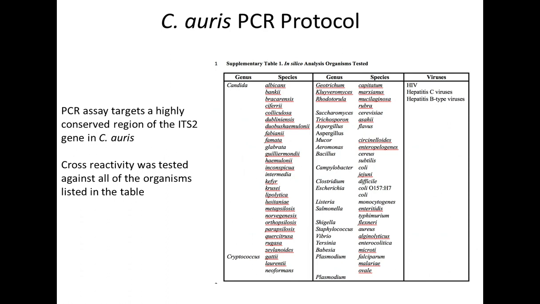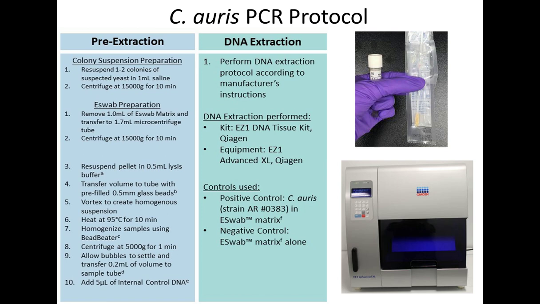I want to go into some of the details on the development of this particular test. The PCR assay itself targets a highly conserved region of the ITS2 gene in Candida auris. And the primer targets were tested for cross-reactivity against a number of different organisms. So almost all the Candida, and this ends up being super important because Candida is an organism we're all colonized with, right? It's part of our normal microbial flora, and you don't want a false positive Candida auris just because Candida albicans is there. Other yeast species as well, other molds, other bacteria, even other viruses, just to look for cross-reactivity, and there was no cross-reactivity that was seen.